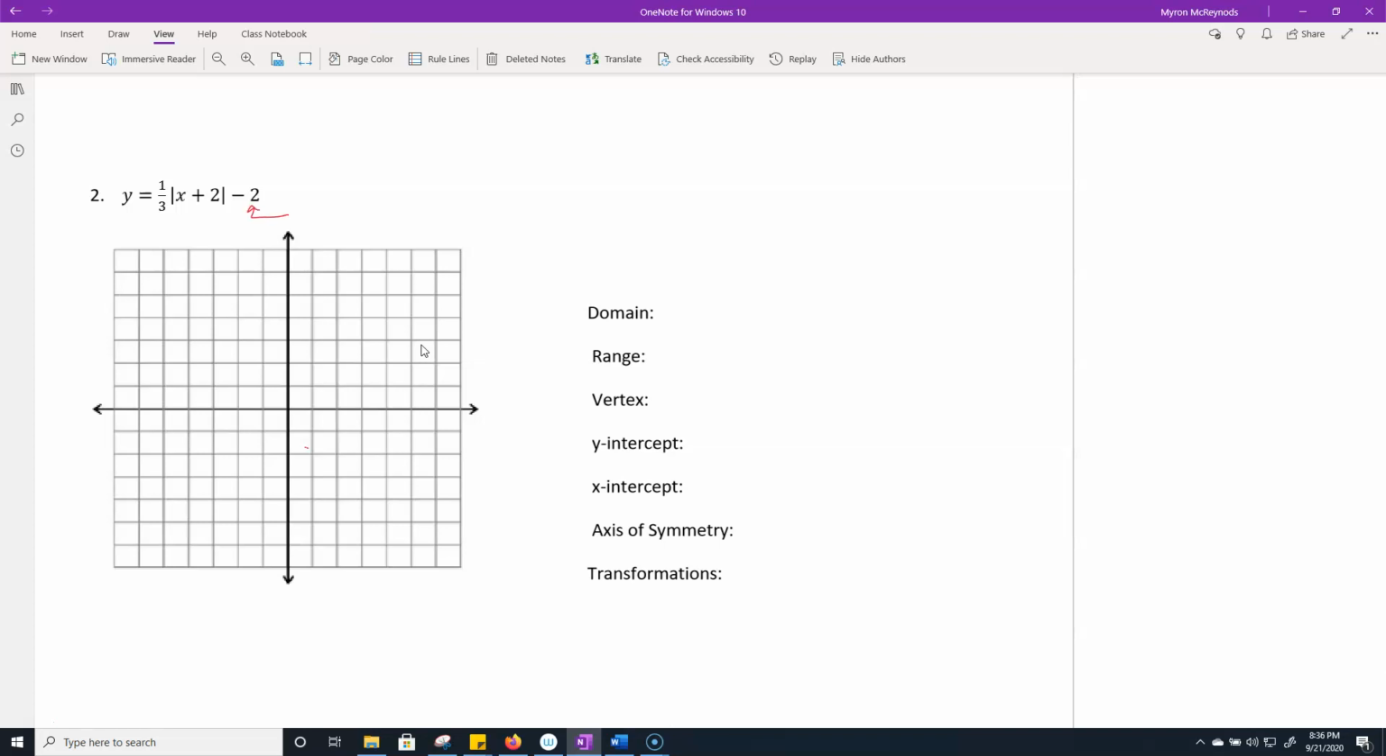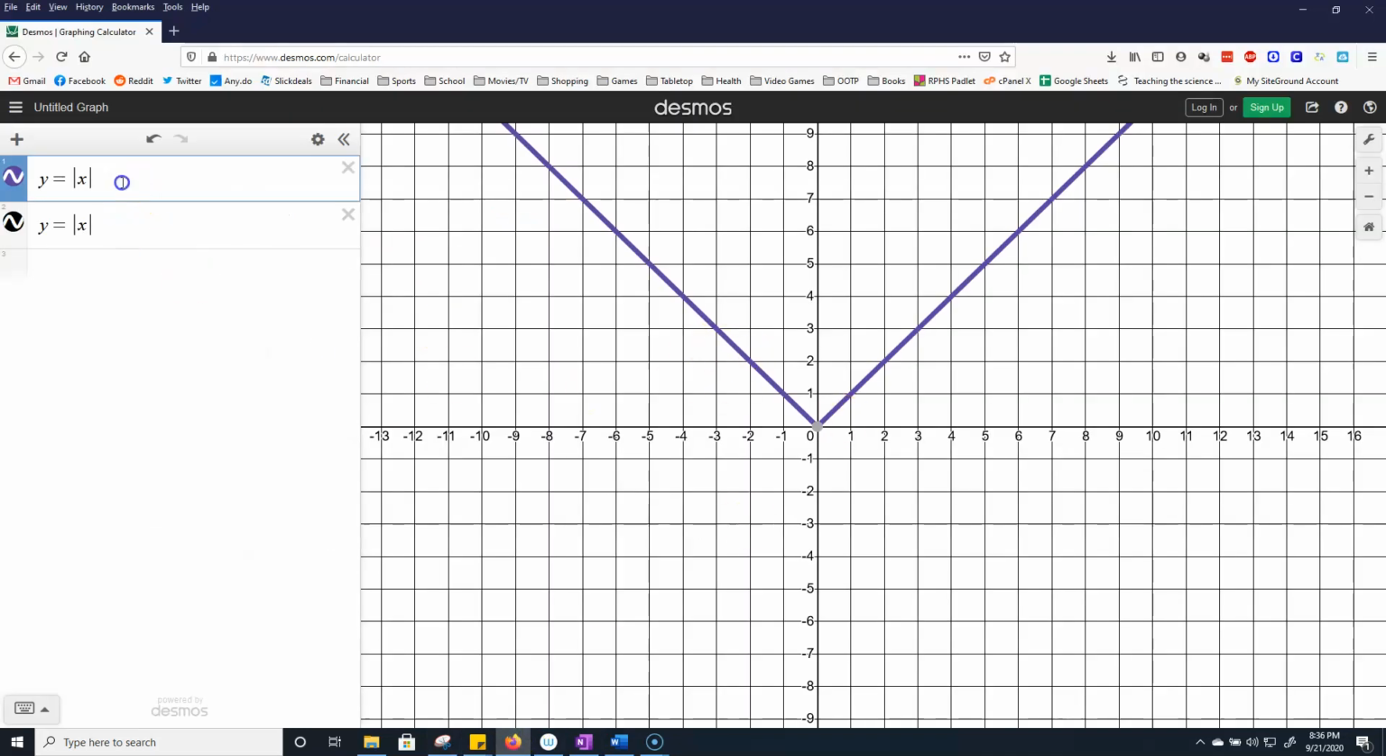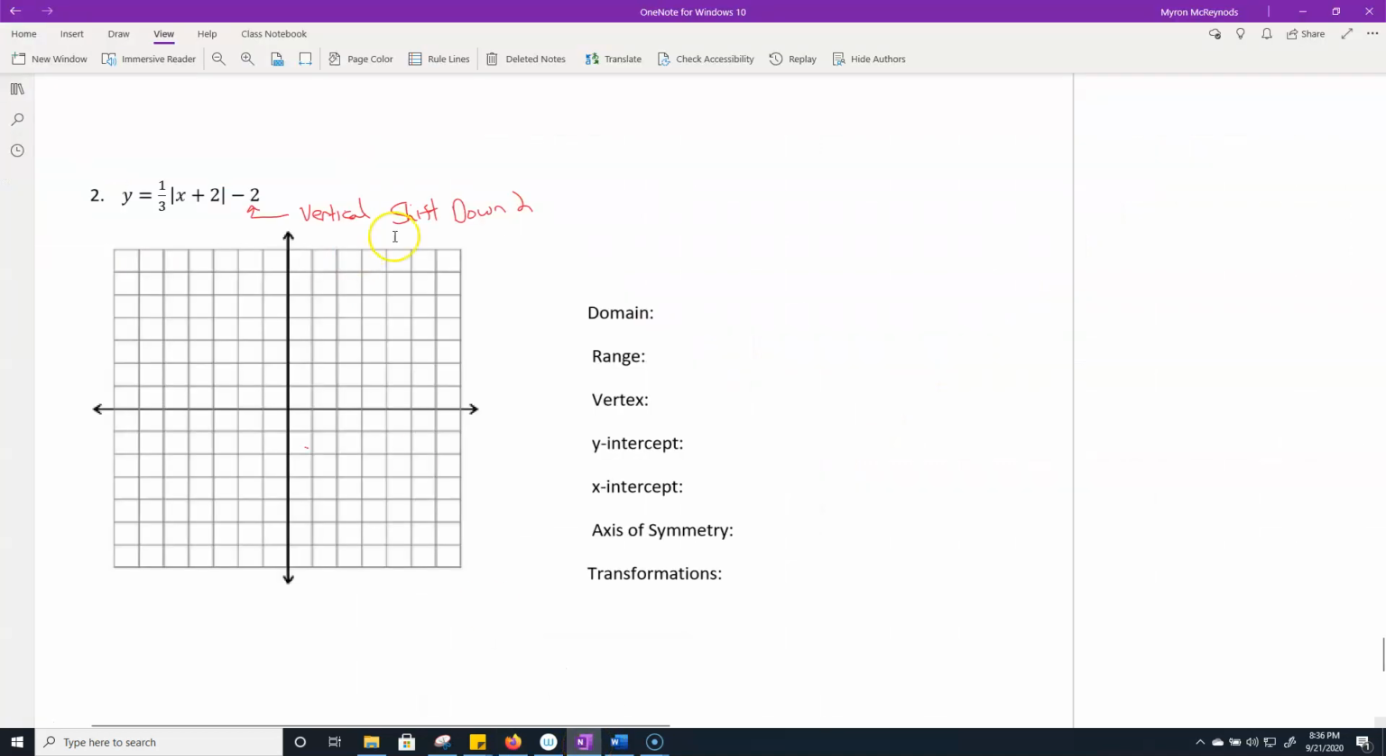That -2 there will be a vertical shift down 2. So that's a vertical shift down 2, and you can see that in Desmos. If you put the -2 on the end, you see that shift down 2 that the purple made from the original black parent function.